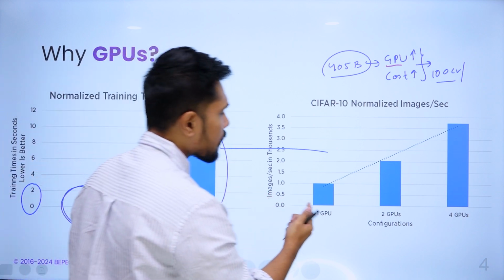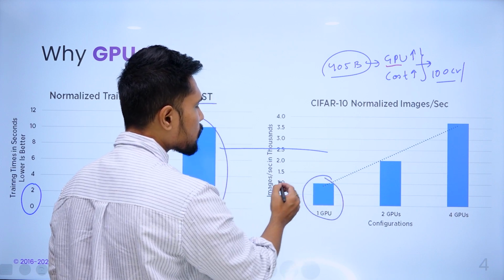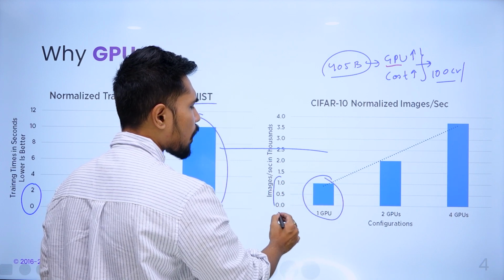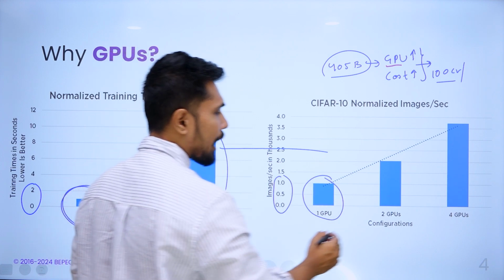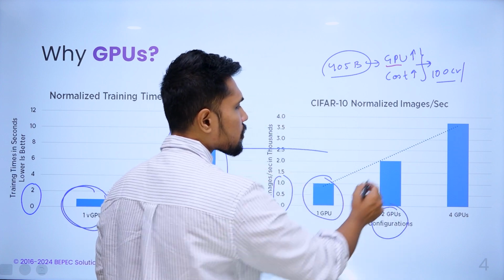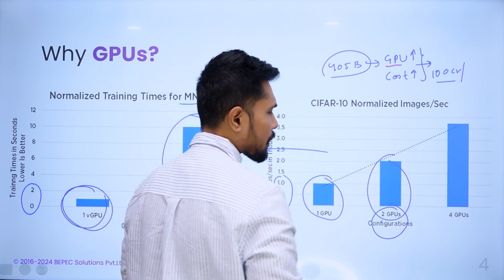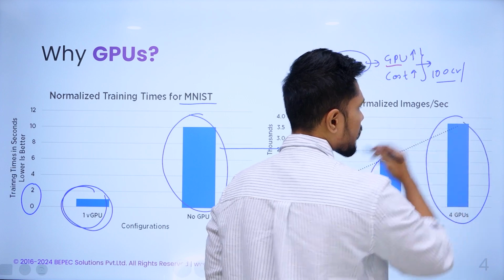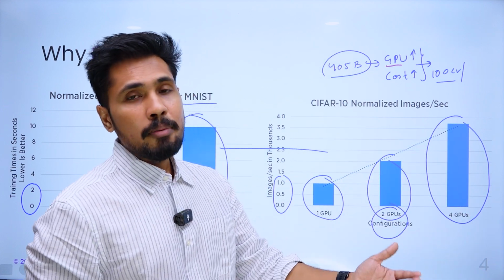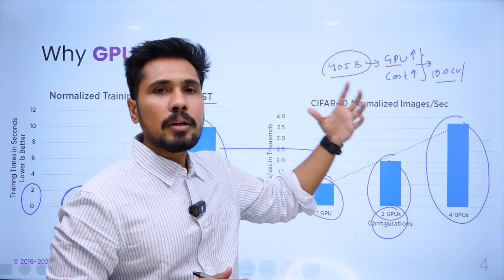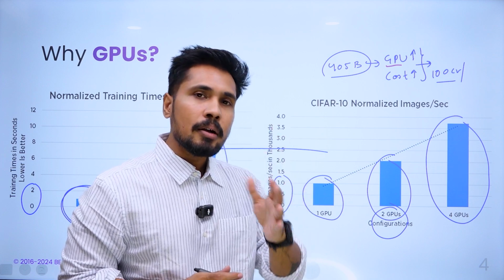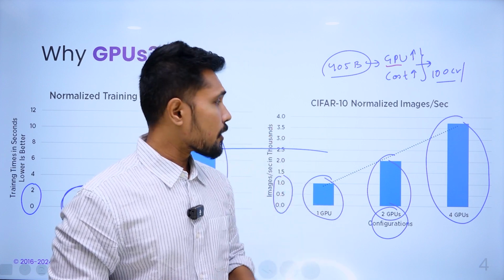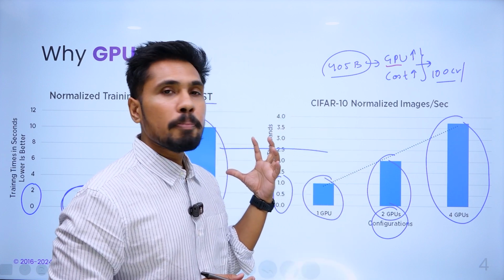On the other side, with one GPU you are able to train closely 1000 images per second. With two GPUs, you are able to train closely 2000 images per second. With four GPUs, you are able to train 4000 images per second. This is again on another image-based data, measuring how many images per second you are able to train. These numbers help us to understand.